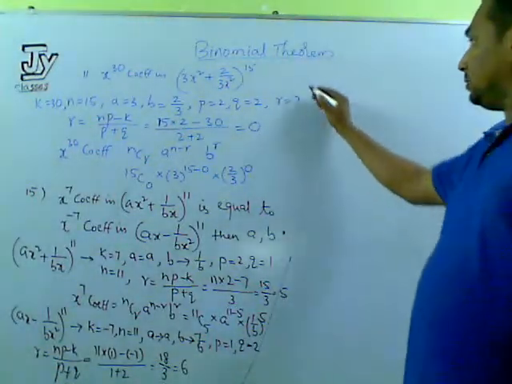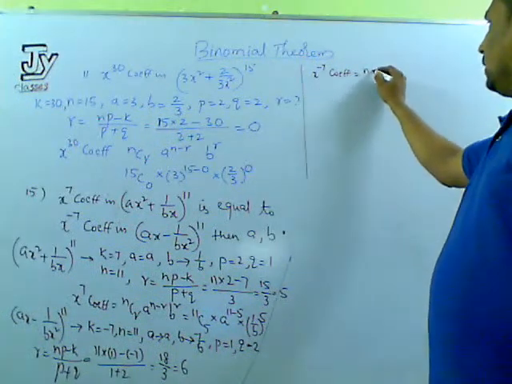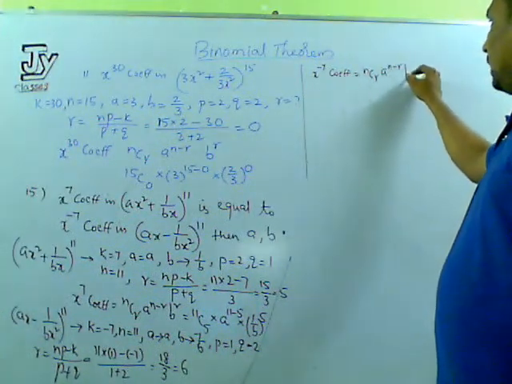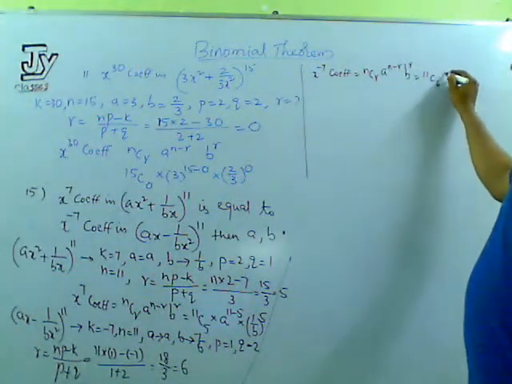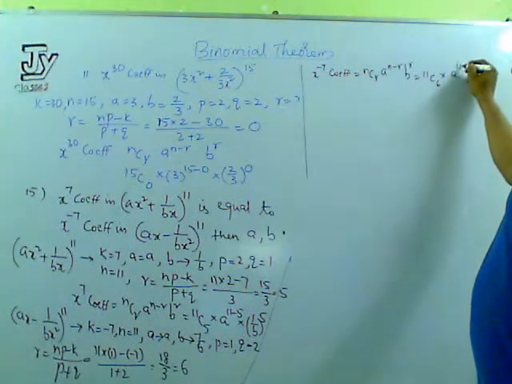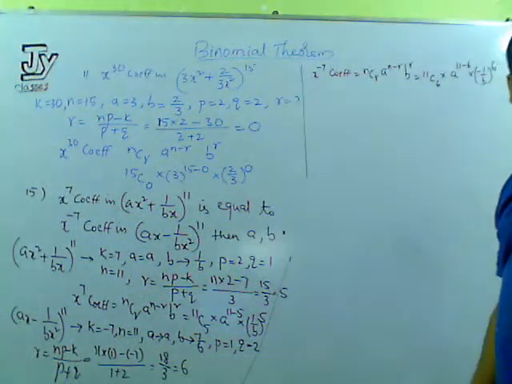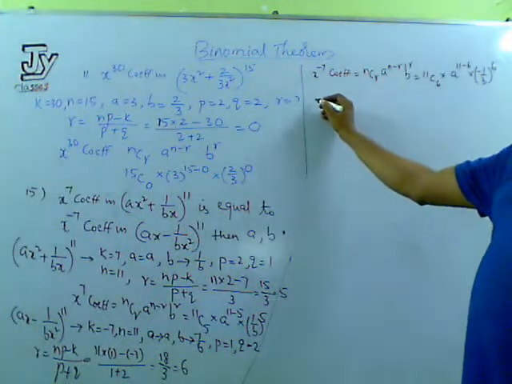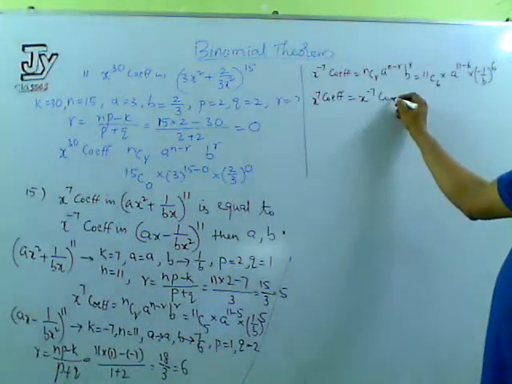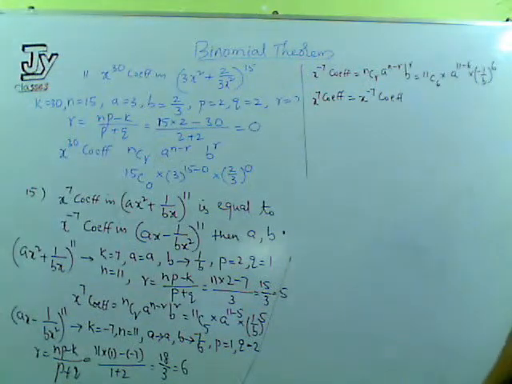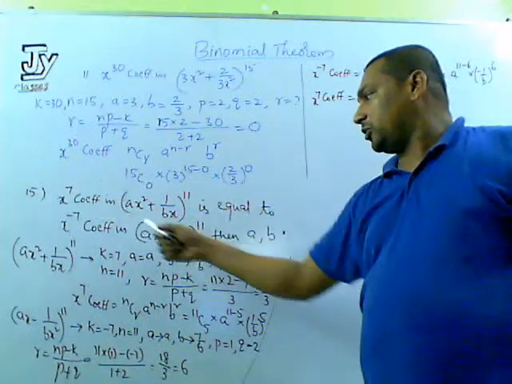That is 6. Now the x power minus 7 coefficient is equal to nCr a power n minus r b power r. What is nCr? 11C6 into a power n minus r, that is 11 minus 6, into (b minus 1 by b) whole to the power of 6. So the x power 7 coefficient is equal to the x power minus 7 coefficient. That is given. The x power 7 coefficient in this expansion is equal to the x power minus 7 coefficient.